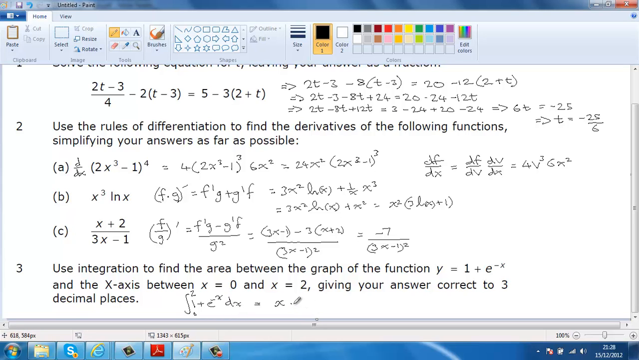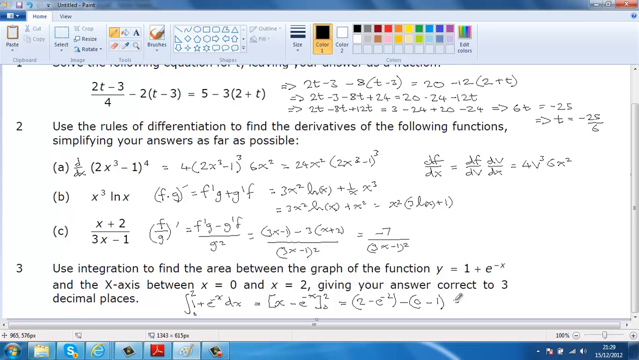Therefore, minus e to the minus x, since 1 over minus 1 is the same as just minus 1. Square brackets, after we've done the integration, move the limits to the right hand side. Then apply the limits. So what we get when we replace x with 2 is 2 minus e to the minus 2. Then subtract what we get when we replace x with the lower limit, 0. So that's 0 minus e to the power 0, and e to the power 0 is 1.